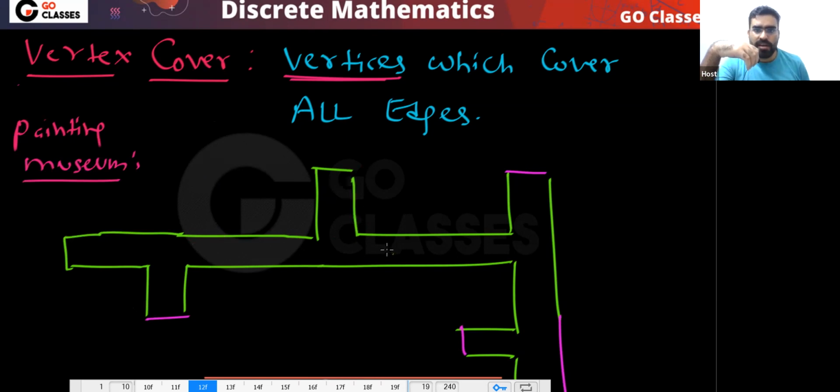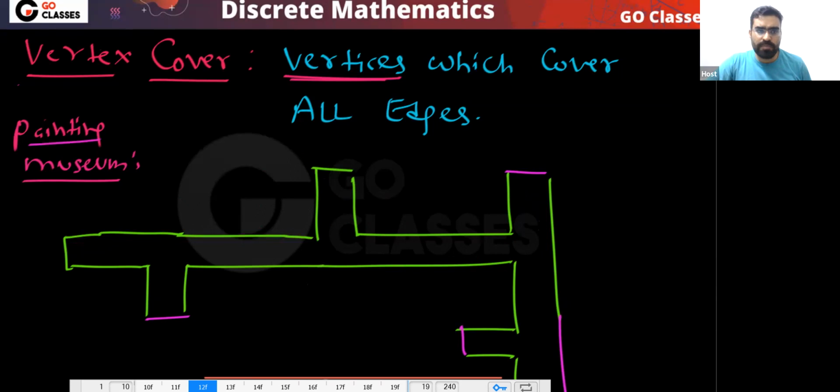Actually, these are the galleries. Here you have paintings, on these walls you have paintings. Then what we actually want is: tell me how many security guards we need to cover all the paintings. We want to cover all the walls. Correct? Is this problem clear?